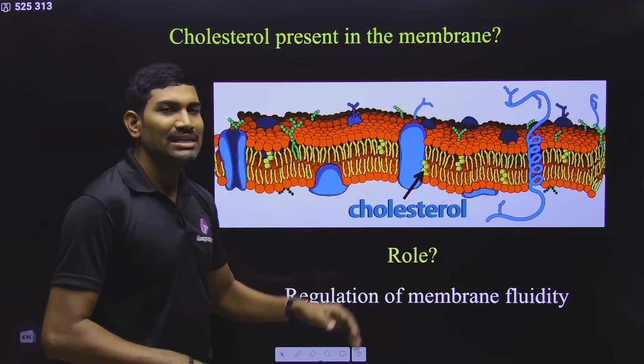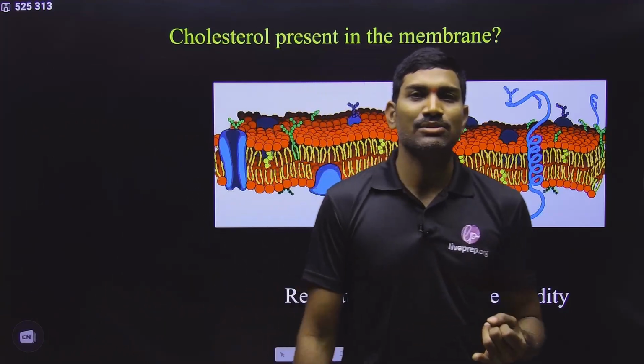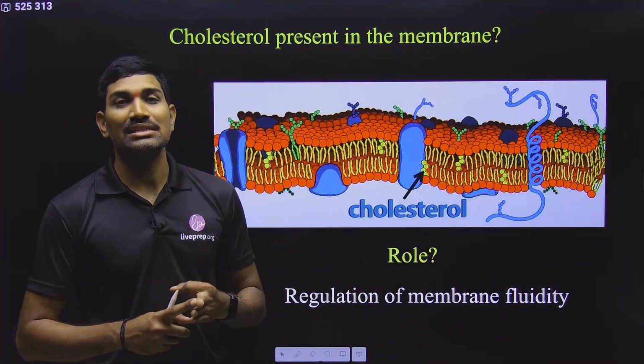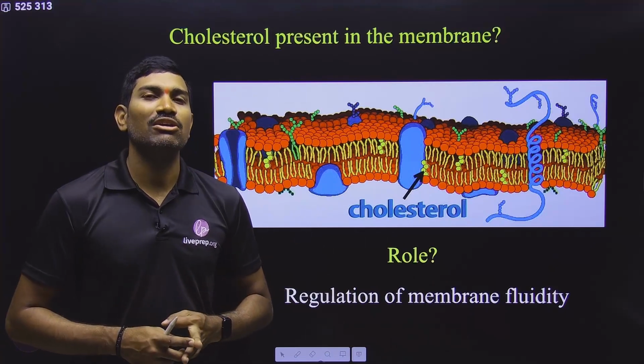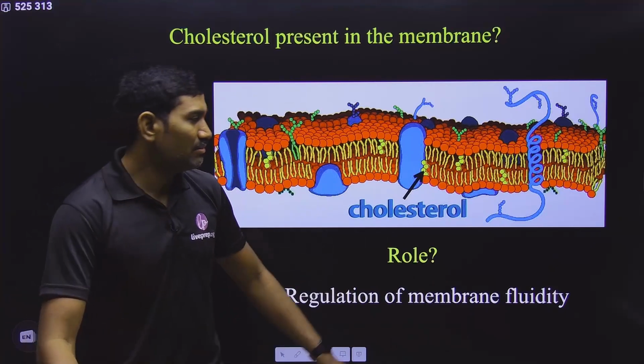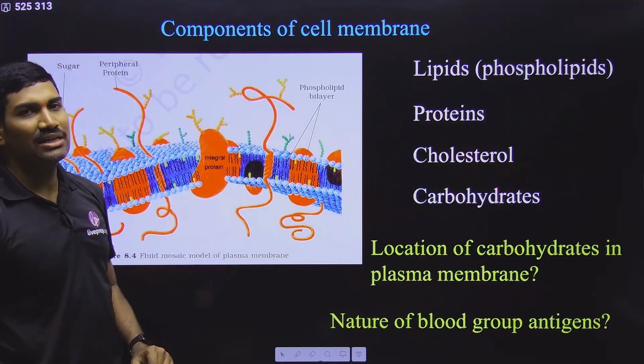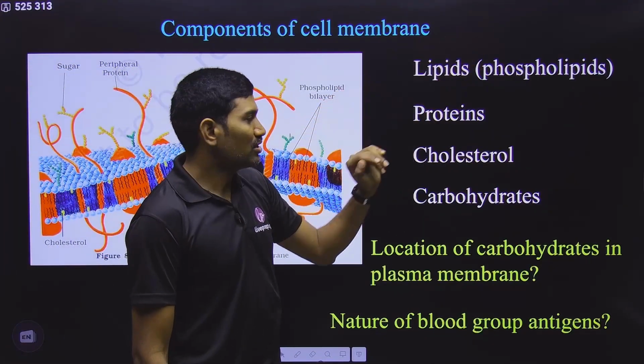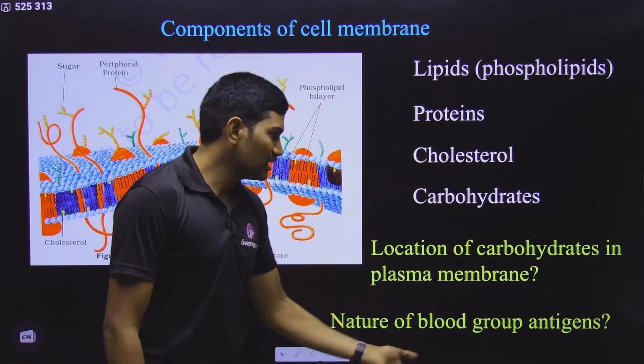Another point is, in the case of animal cells, cholesterol is present. In the case of plant cells, phytosterols are present. In the case of fungal cells, ergosterols are present in general. So please remember this. Next one is regarding the components. What are the other components? The lipids part we have completed. Proteins are also present. Cholesterol, carbohydrates, all these are present.